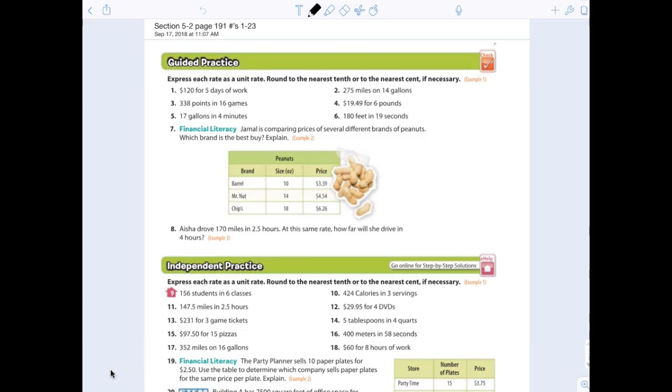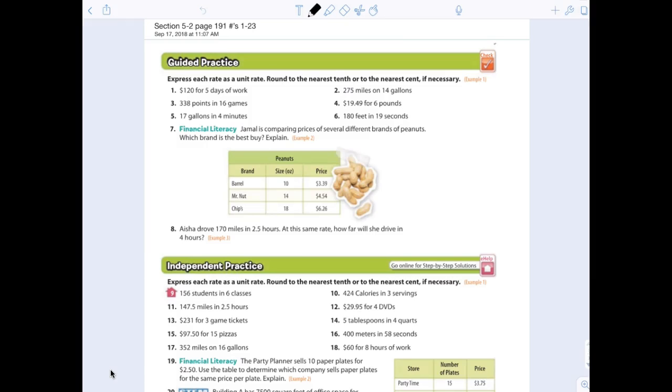Page 191, numbers 1 through 23. Now have your calculator out, because today's a good calculator day also. But we're going to practice some of these without a calculator, okay? Because I want to work on the mental math here. All right, eyes up, eyes up, eyes up.